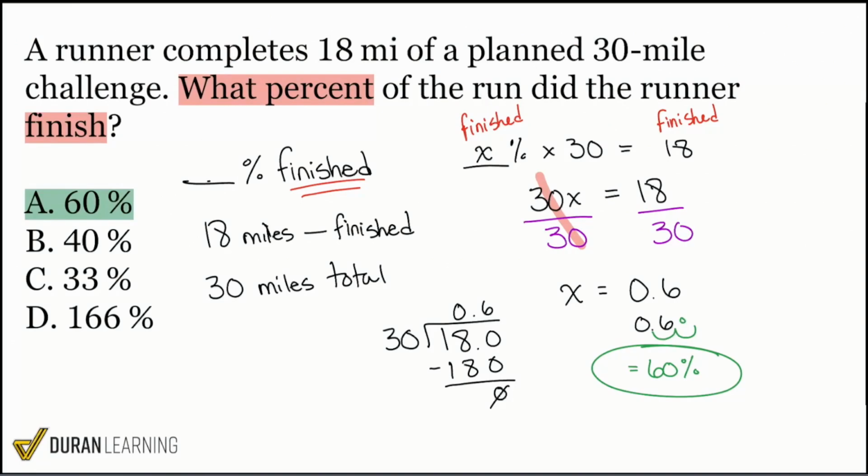And there we are. If you would have gotten answer choice D, that would have been because perhaps we divided 30 by 18 and not 18 by 30. Notice how it matters. Your setup and your solution, it really does.